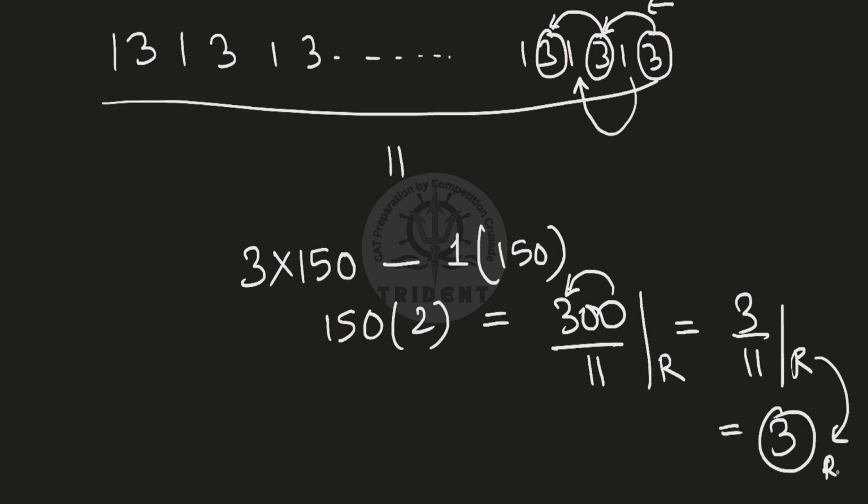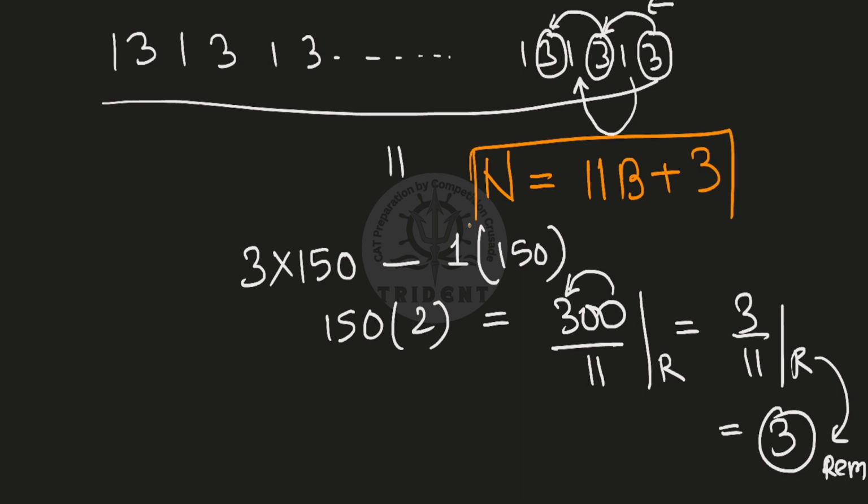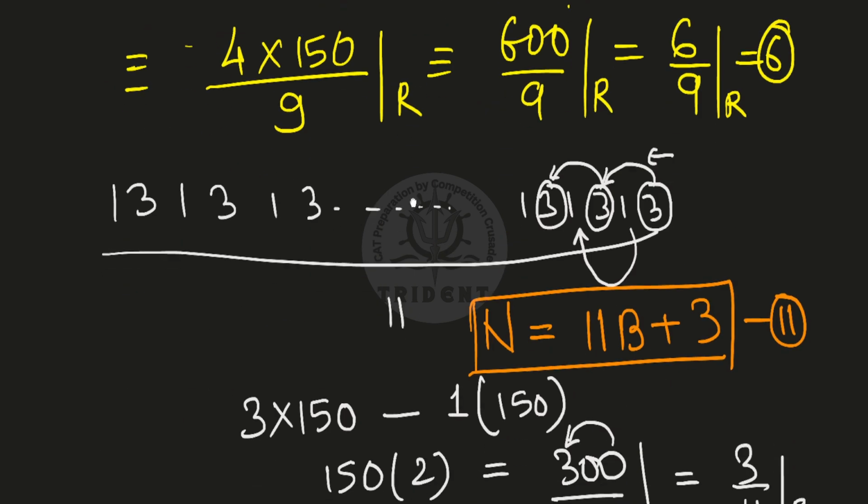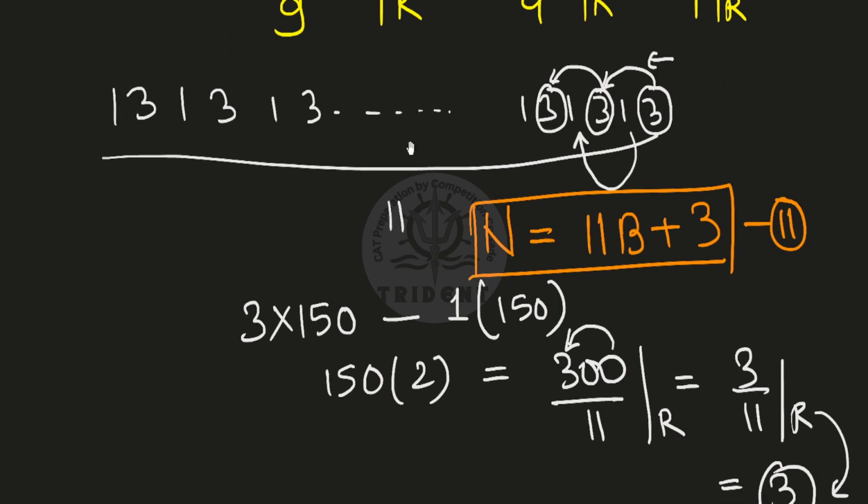This is the final remainder when we divide the number n by 11. So my number in the Euclid's division format, I can write as n is equal to 11b plus 3. This is my second equation. Now I will quickly show you what we have got as the first equation, that is 9a plus 6, and the other one is 11b plus 3. Because n is equal in both the cases, n is equal to 9a plus 6, that is equal to 11b plus 3.